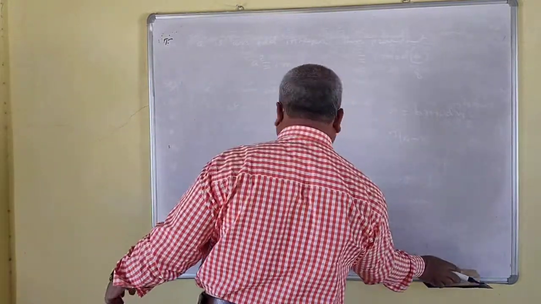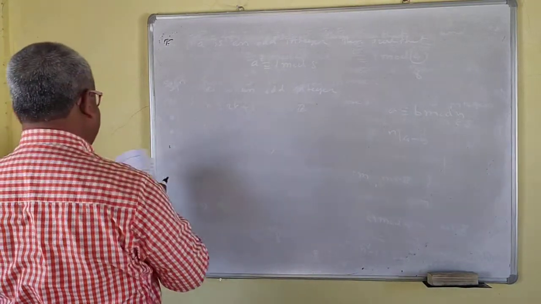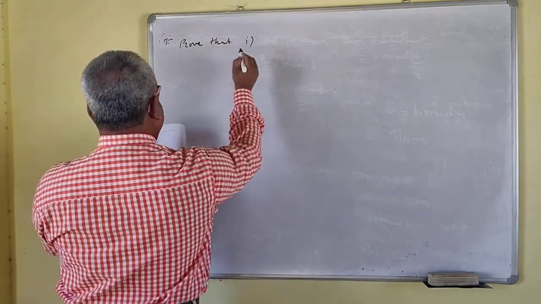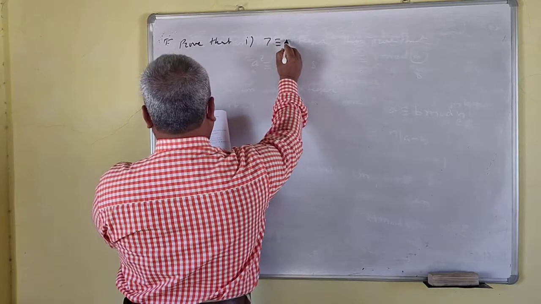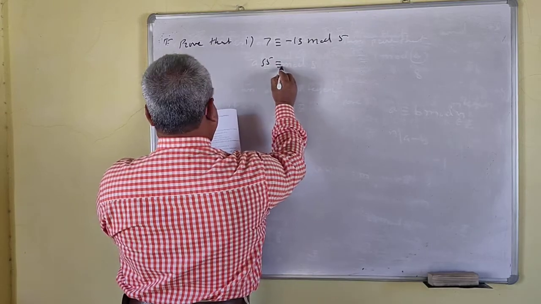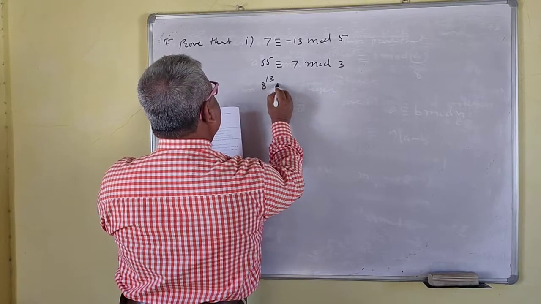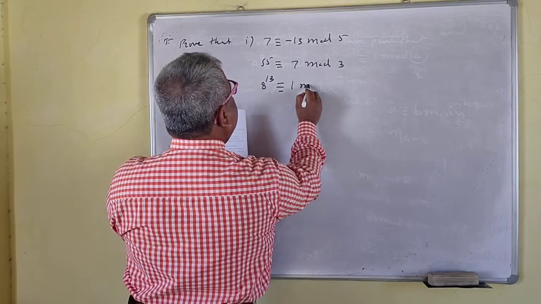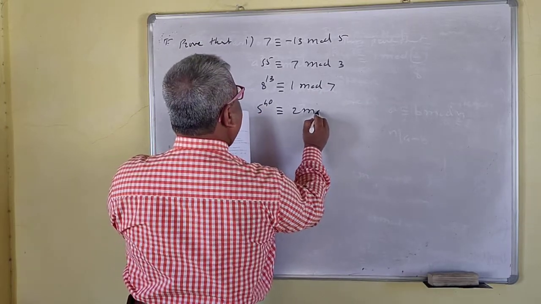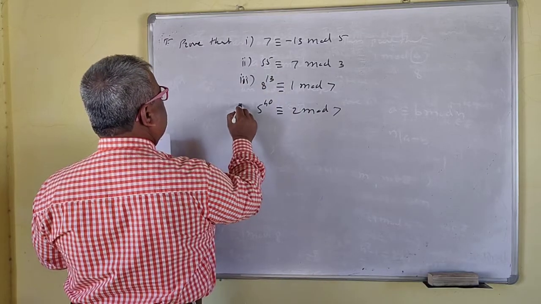Now we'll take the next problem. Prove that: I will write all the problems and we'll solve at least one of these. 7 is congruent to minus 13 mod 5. 55 is congruent to 7 mod 3. 8 raised to 13 is congruent to 1 mod 7. 5 raised to 40 is congruent to 2 mod 7. So this is the second one, this is the third one, and this is the fourth one.